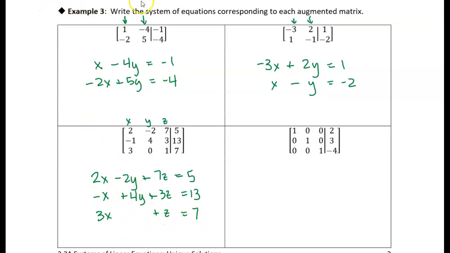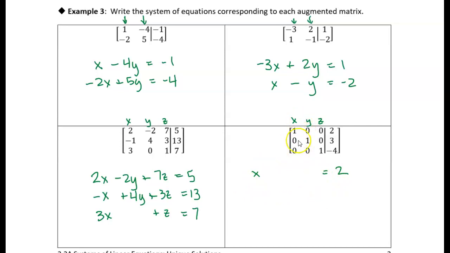All right, so let's take a look at this last matrix. So this is going to be my x column, my y column, and my z column. And so I have 1 times x plus 0 times y plus 0 times z, which I don't have to bother writing, and that's equal to 2. So that's basically saying x is equal to 2. Now I've spaced it out because I like to line up the variables.